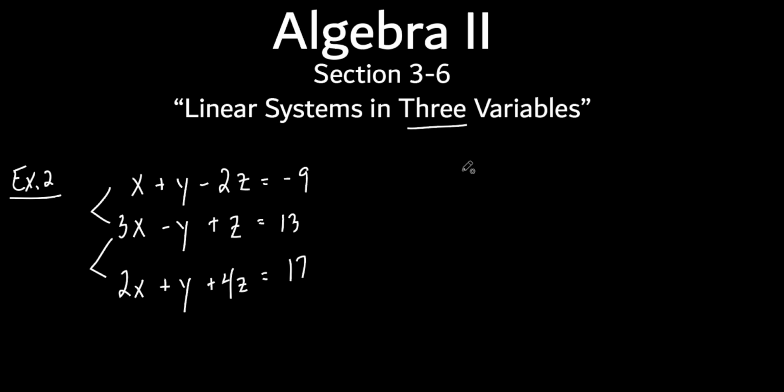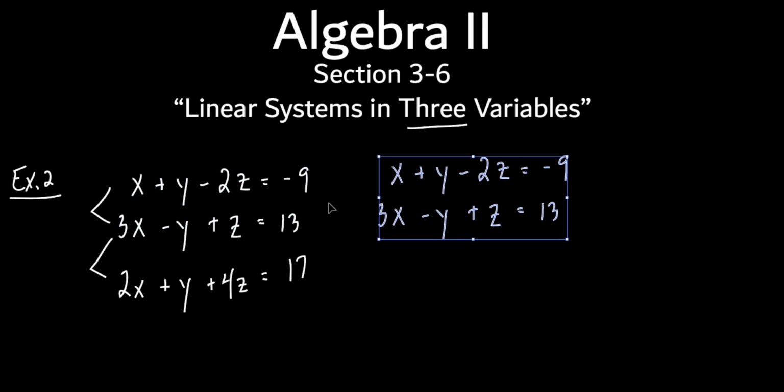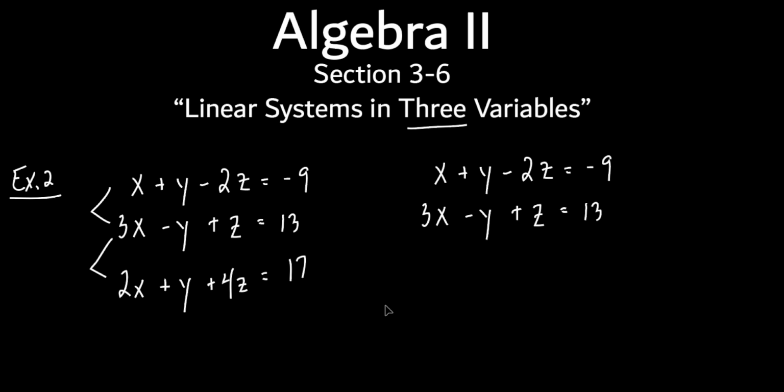So if I do those 2 together, I'll tell you what I'm going to do. I'll cheat a little bit so I don't have to rewrite it all, okay? So I just took the first 2 and I put them next to each other. So I'm going to add them up. I don't have to multiply the top or bottom by anything because the y's already add up to 0, all right? So I'm just going to add everything up. So 1x plus 3x is 4x. This cancels out. Negative 2z plus z is negative z. And then negative 9 plus 13 is 4.